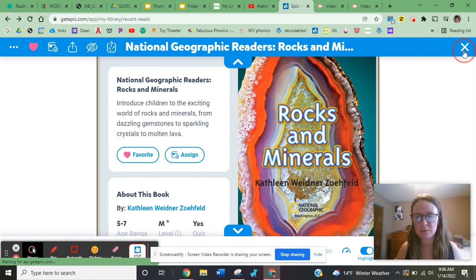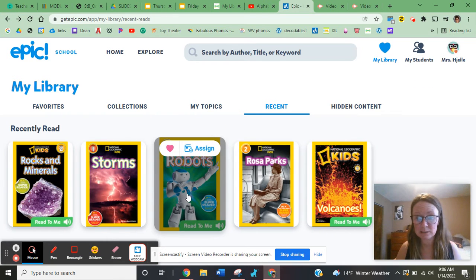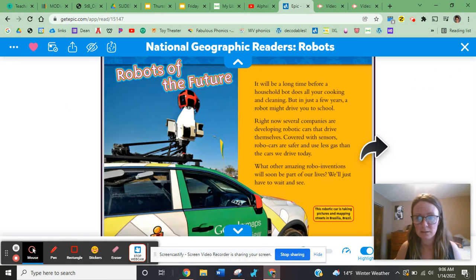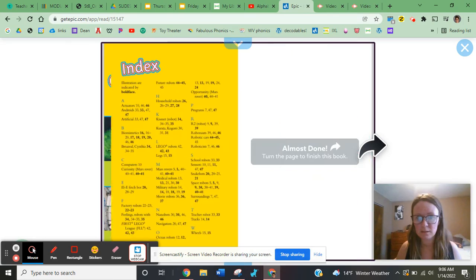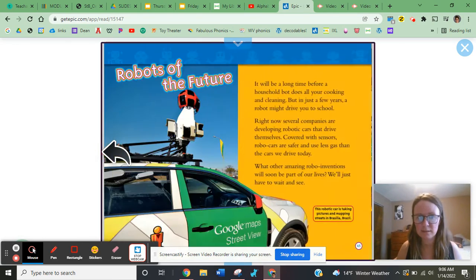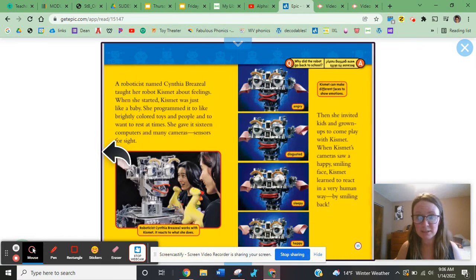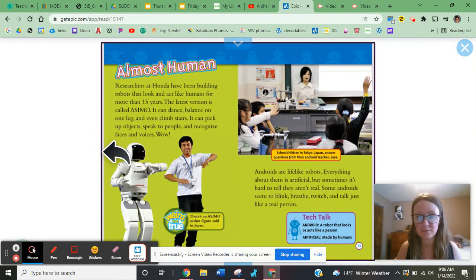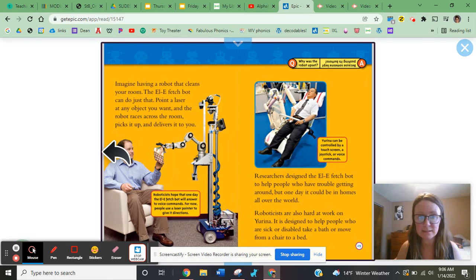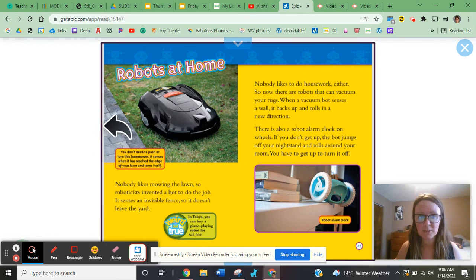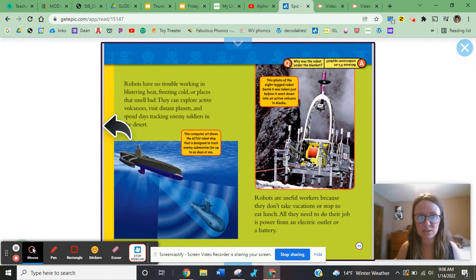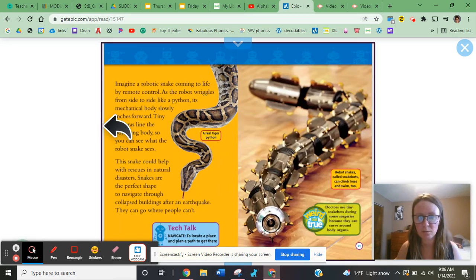And I thought it was in this book. Let me check one more really quick. That's the end. And of course, you can go into Epic to look through all these different nonfiction books and get your own ideas. There's so many fun ways to show and teach all the information that you guys know about.